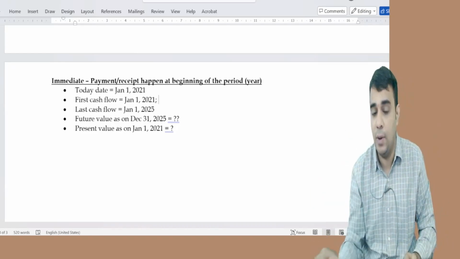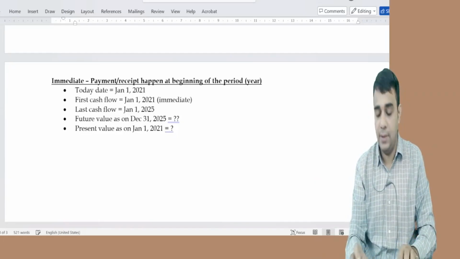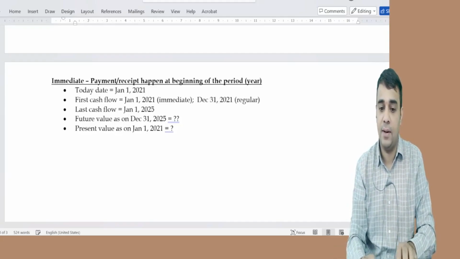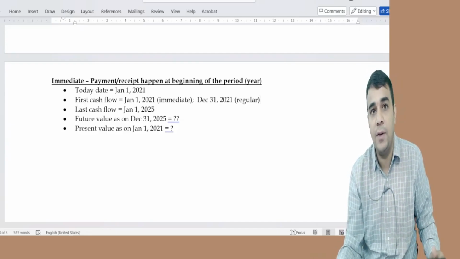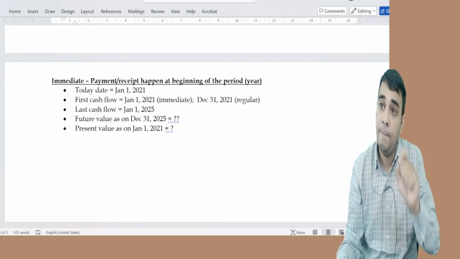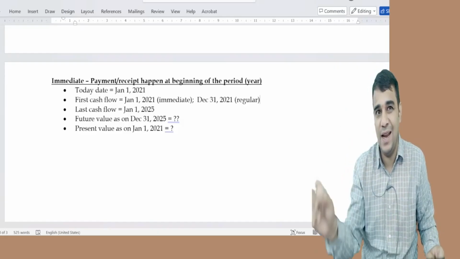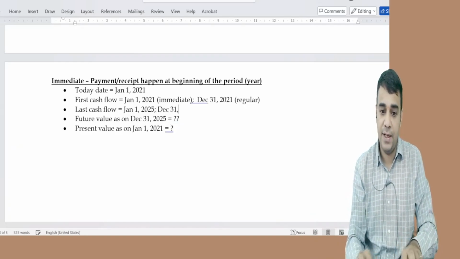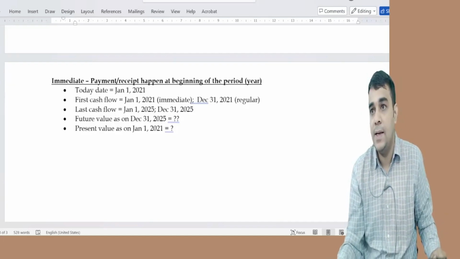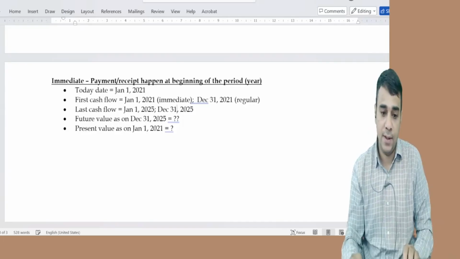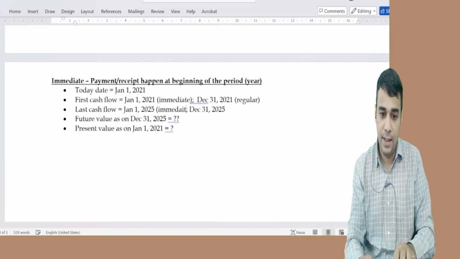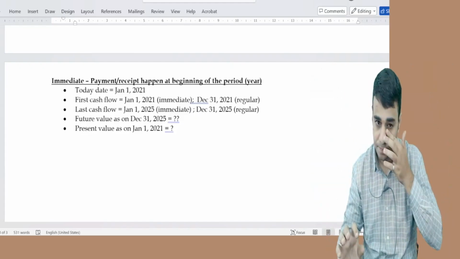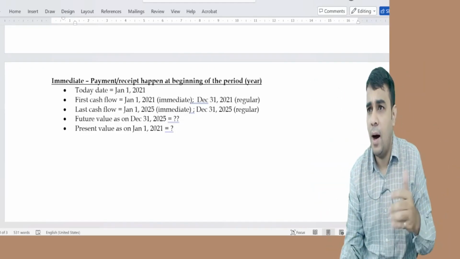In case of annuity regular, compared to immediate, the cash flow will happen on December 31, 2021, at the end of the first year. In case of immediate, it is the beginning of the first year. That is end of the first year, and this is beginning of the first year. And the last cash flow will be December 31, 2025. This is called immediate and the other one is called regular.